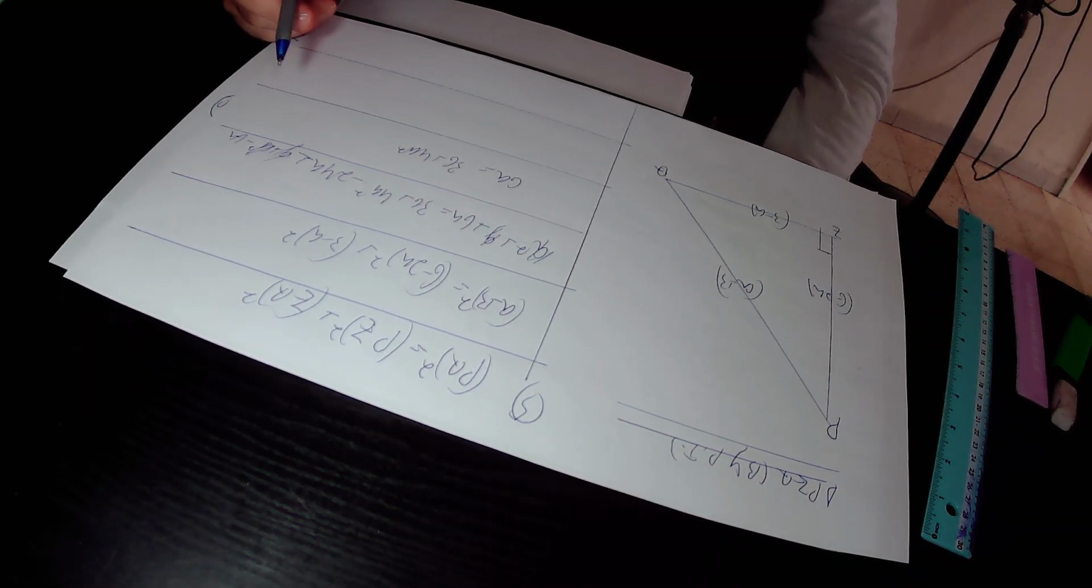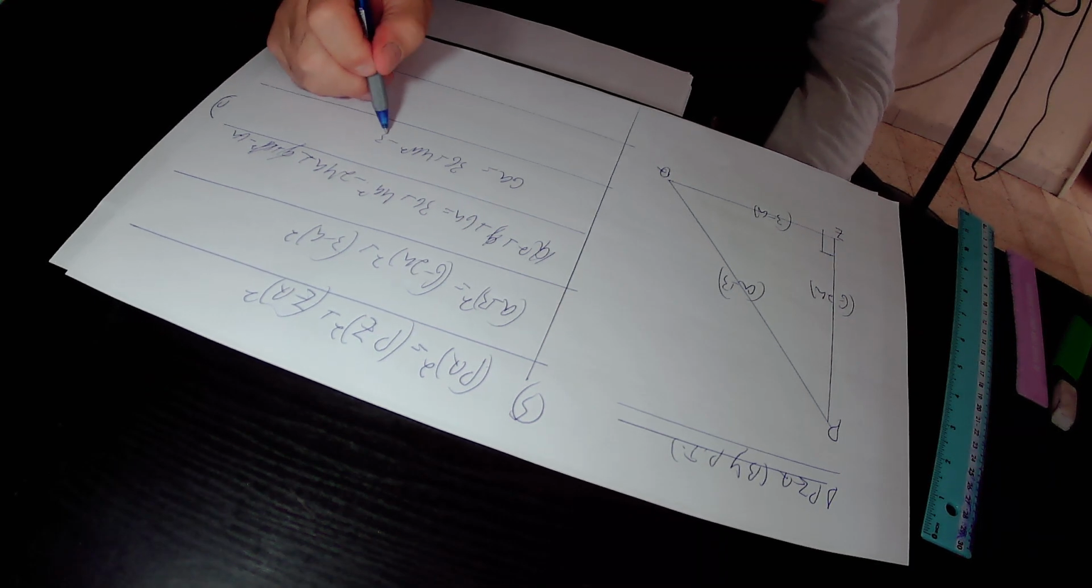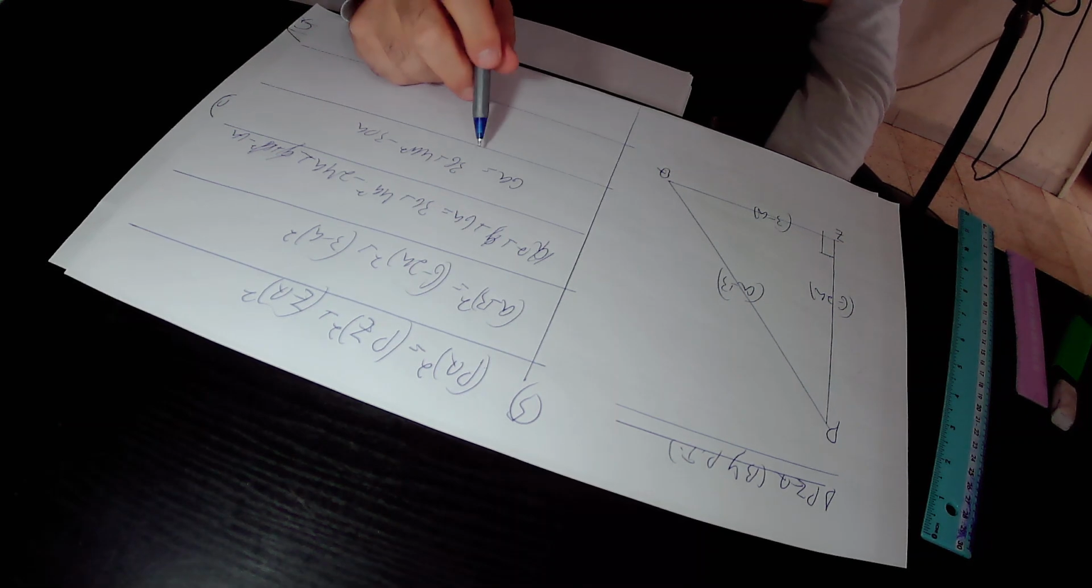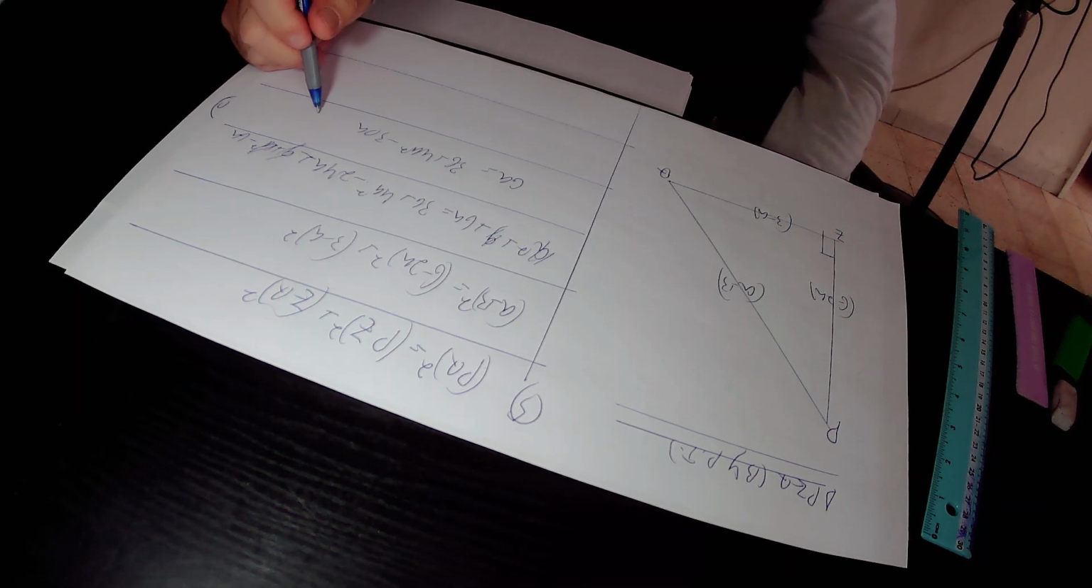Here we have minus 24A minus 6A is minus 30A. So in conclusion, we found out that 6A equals 36 plus 4A squared minus 30A. Here we subtract 6A from this equation.